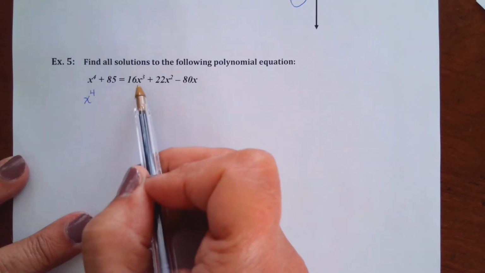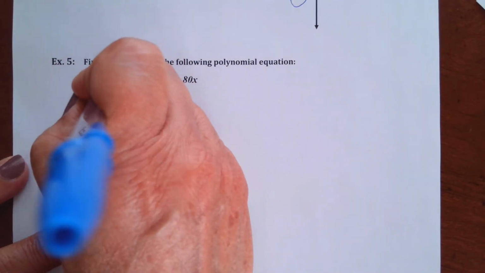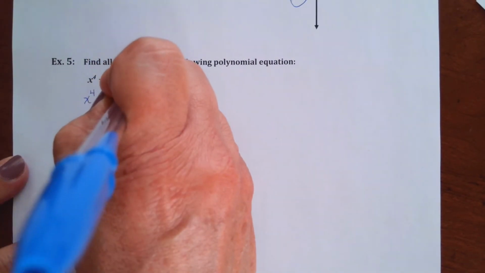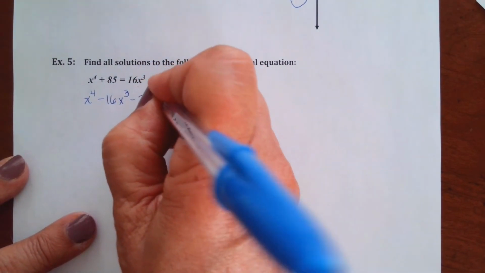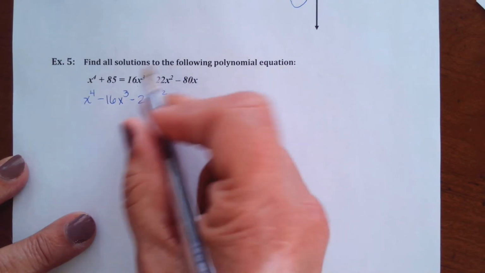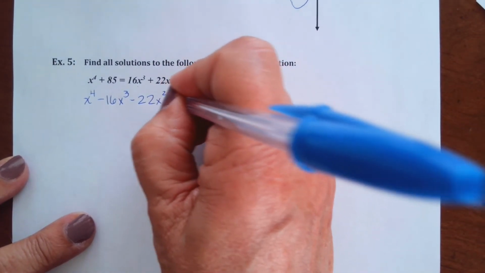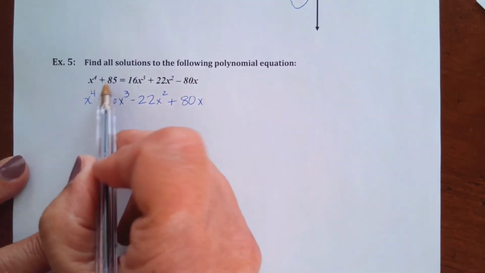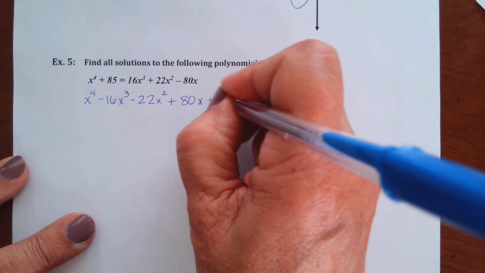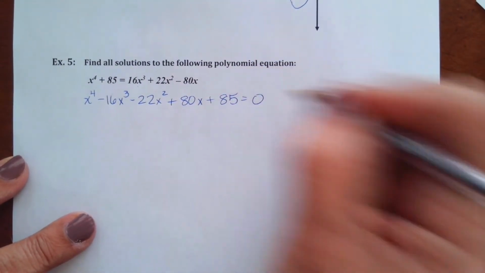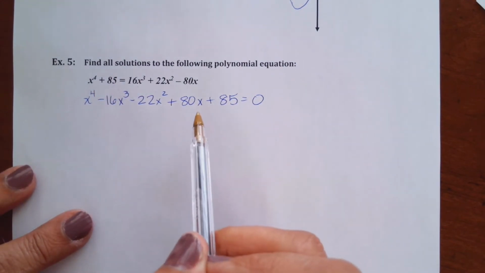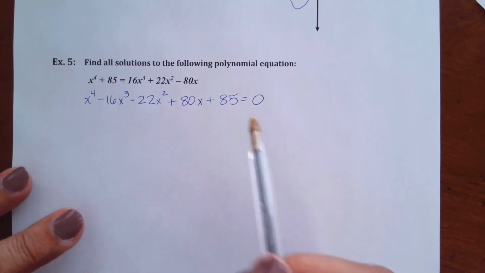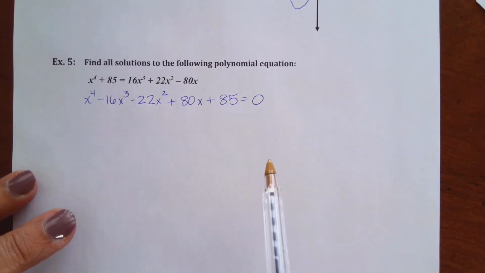So I'm going to move the 16x to the 3rd over. So that's going to make it minus. I'm going to move the 22x squared over, which is going to make it minus. I'm going to bring the negative 80x over, so it's going to become positive. And then I already had that plus 85 there. Okay, so just remember, whenever you move terms over the equal sign, they change sign. And I just put this in descending order because I need to do synthetic division in a minute.